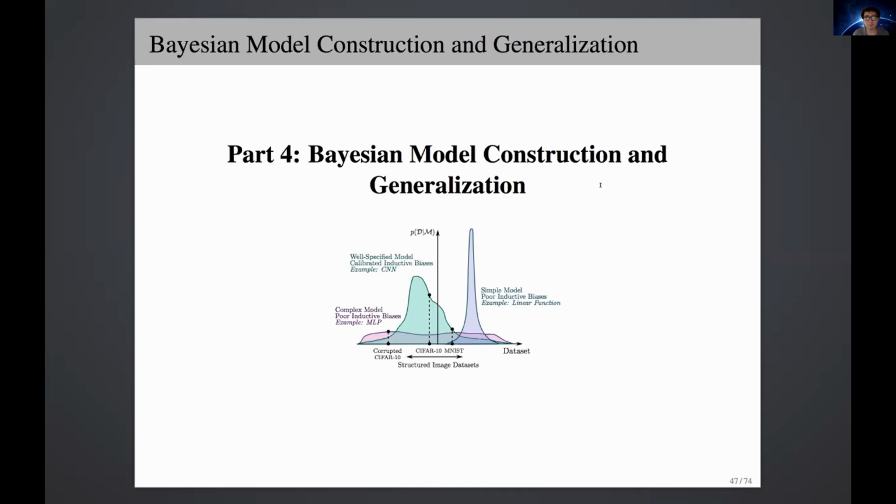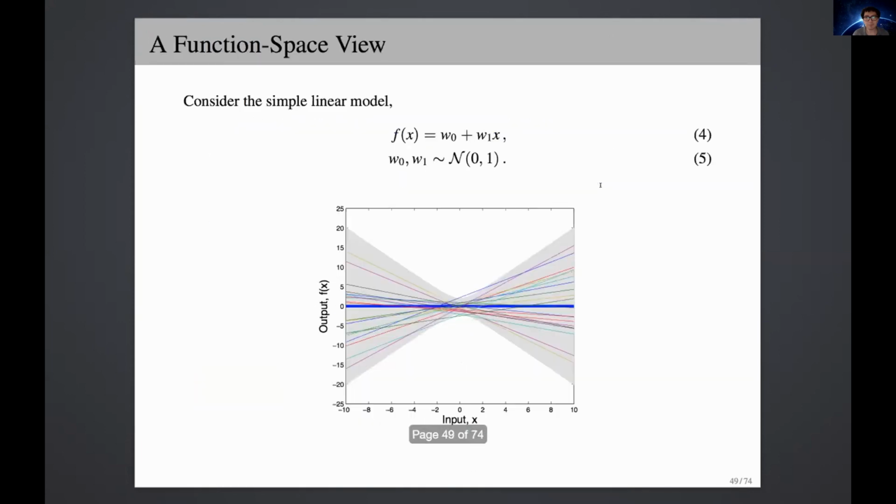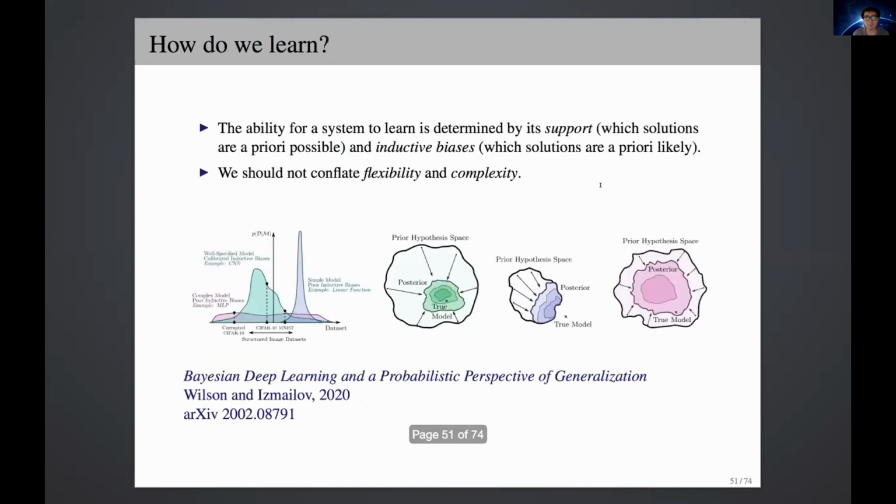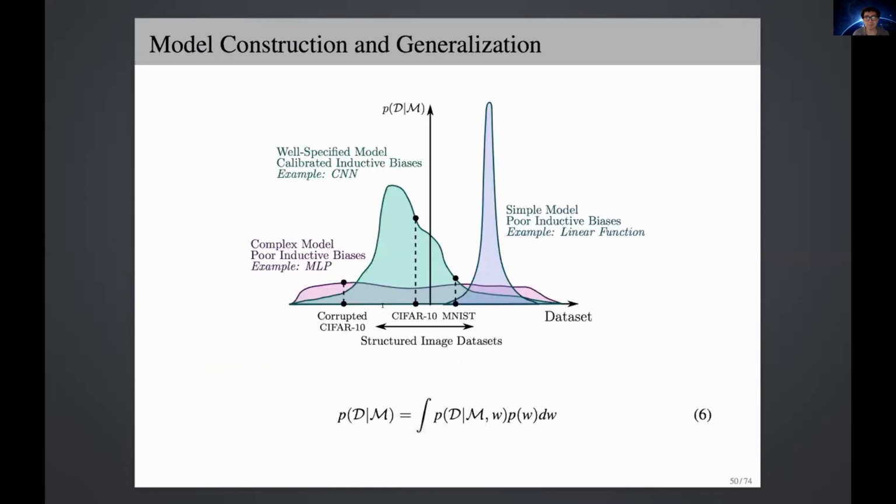Okay, so in this last part, we'll really be thinking about model construction and generalization. And in the interest of time, I won't talk too much about some of the material that we considered at the beginning of the first part, where we were looking at this plot of all possible data sets. But very briefly, we can conceptualize all data sets on one axis of this figure and the marginal likelihood or Bayesian evidence on the vertical axis as expressed by this integral.